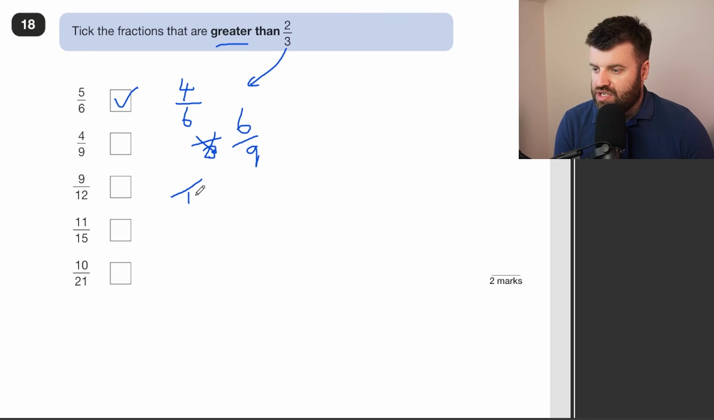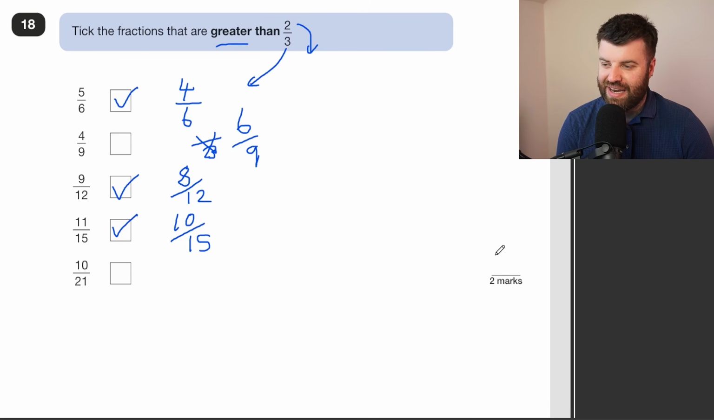Okay, well, how do I change 3/3 here into 12? So I times it by 4. Do the same to the top. I get 8. 8/12. Is 9/12 greater than 8/12? Yes. Once the denominator is the same, it's really easy to see that. Next one, out of 15. Okay, cool. There are 5 3s in 15, so I'm going to multiply the top by 5 as well and get 10. Is 11/15 greater than 10/15? Yes, tick that one as well.